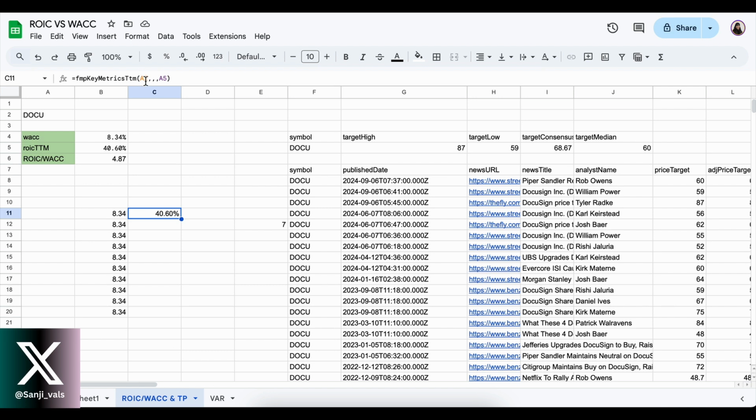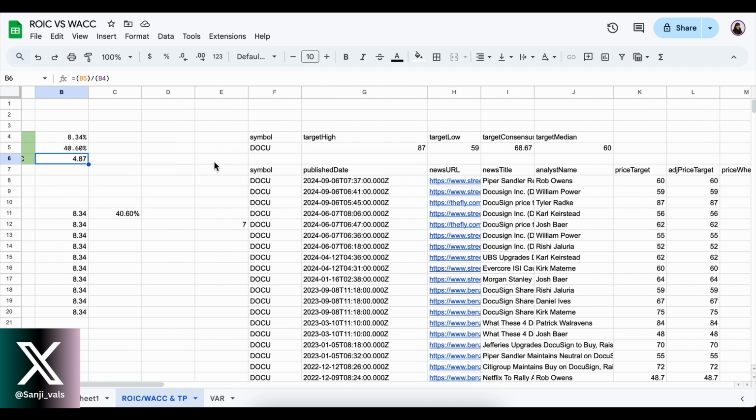Fresh data, A2 is the stock ticker DocuSign, and then I skip those parameters, limit and period, and just put the header F5. The header is the ROIC TTM. It's exactly how you should name it. If you don't name it, it will extract all the key metrics. But for this video, we don't need all the key metrics. We just need the ROIC trailing 12 months ratio, and it's showing 40, which means that DOCU is using its capital very efficiently based on this ratio.